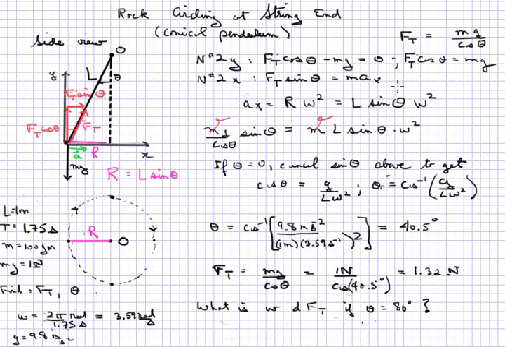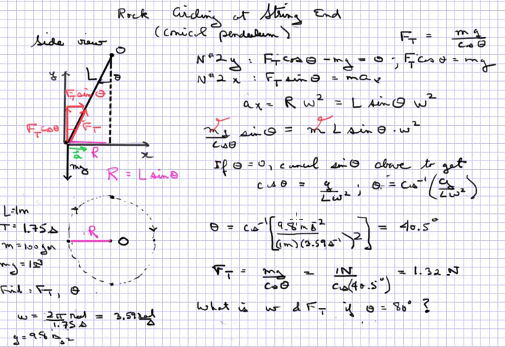So I can take the expression for Ft that I got from the Newton number 2 in the y direction and plug it into this equation right here. So I get mg over cosine theta times sine theta is equal to m times, for a sub x, L sine theta times omega squared. If theta is not equal to 0, we can cancel these two sine thetas. We can then conclude that cosine theta is equal to g over L omega squared, or in other words, theta is equal to cos minus 1 of g over L omega squared.